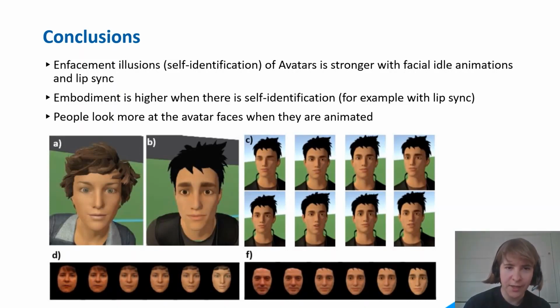From our experiment, we found that enfacement illusions on avatars also produce a stronger self-identification on these avatars, and this is strongest when we add facial and idle animations and lip sync. There is a higher embodiment when there is a higher self-identification, for example with lip sync. That may be because people look at the faces for longer periods when they are animated, or they focus more on the faces, and that creates a stronger self-identification, which later adds to the embodiment. So there are interesting effects of the enfacement illusion that go beyond just self-identification. They transfer into embodiment, and into where people look during interactions, and this might also be relevant for telecommunications or any social interaction in which you want people to look at the other person's face.